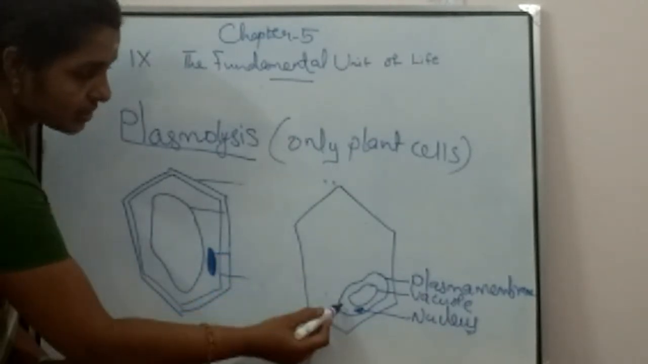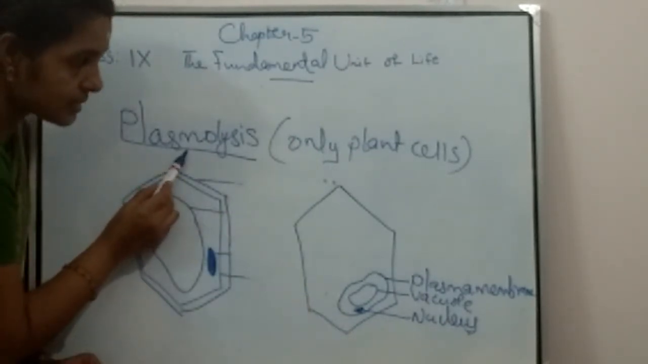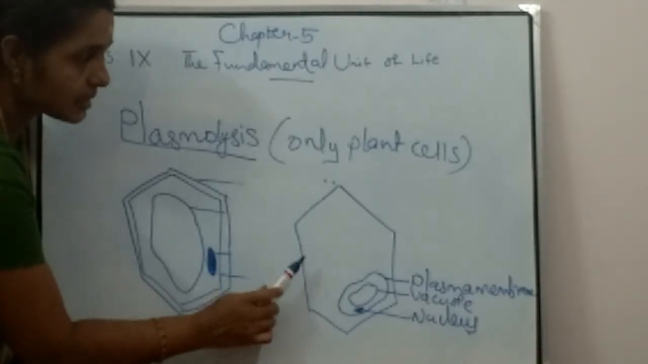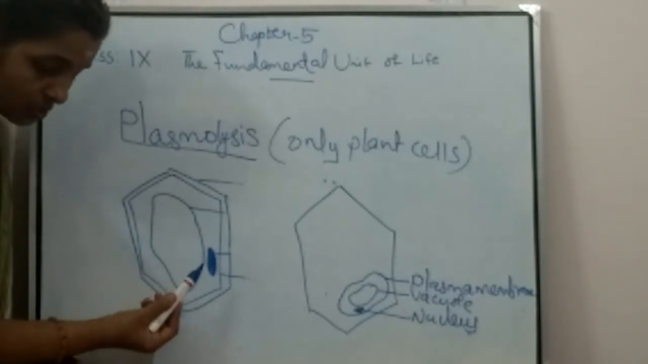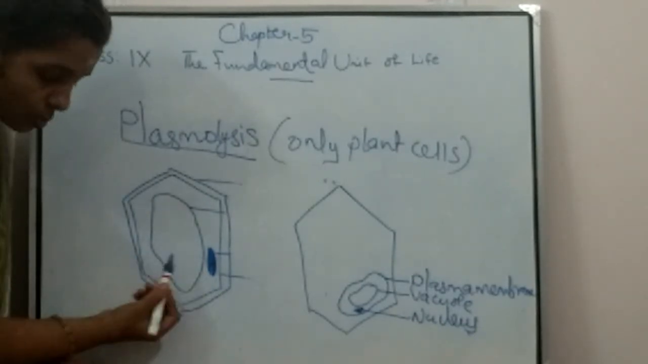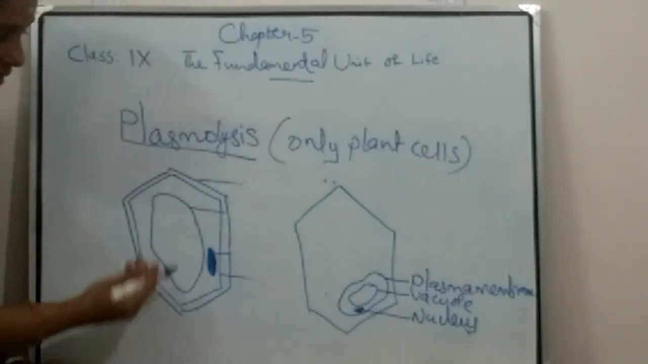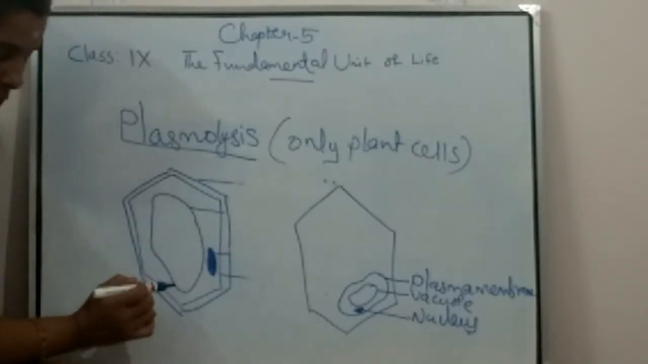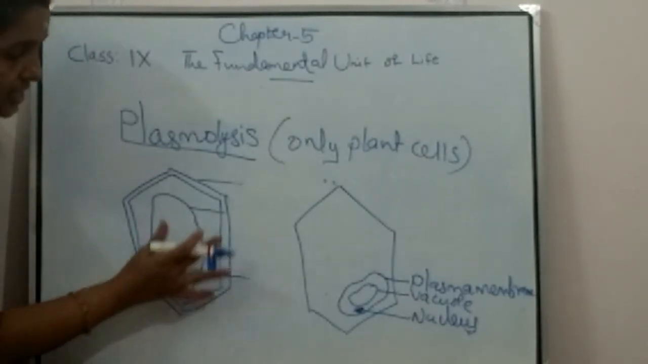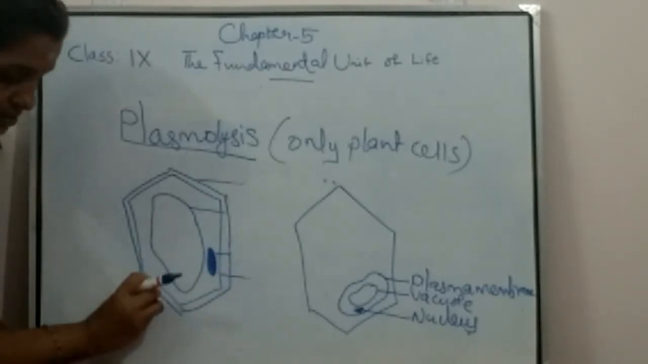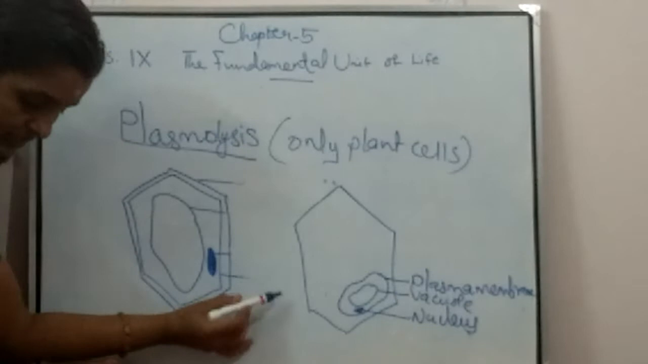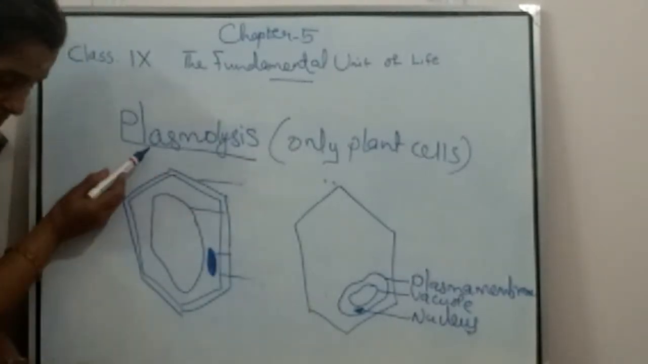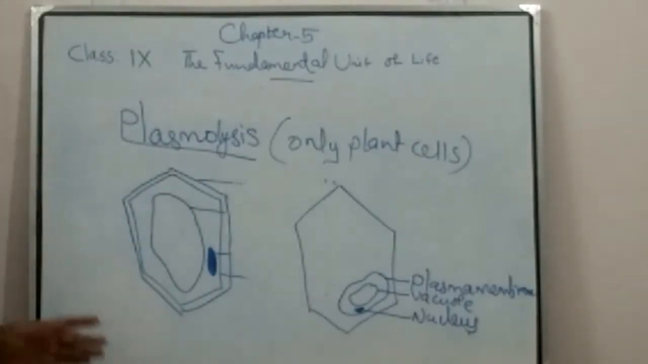And this feature is called plasmolysis. Plasmolysis we can see only in plant cells, and plasmolysis occurs because of what? Because of osmosis. So the living plant cell loses water through osmosis. There is a shrinkage of all the contents of the cell away from the cell wall. So this phenomenon is known as plasmolysis.